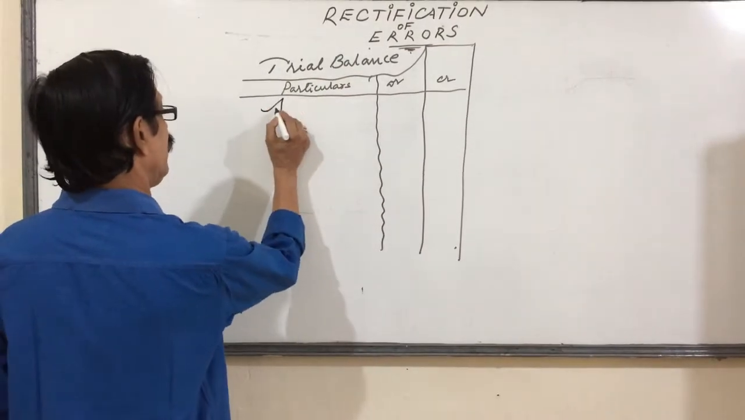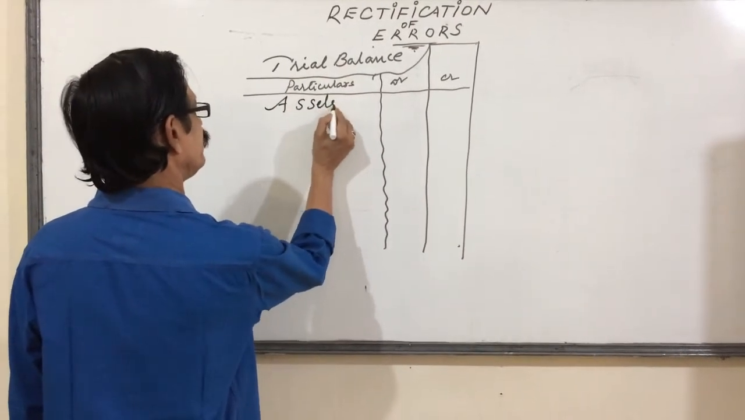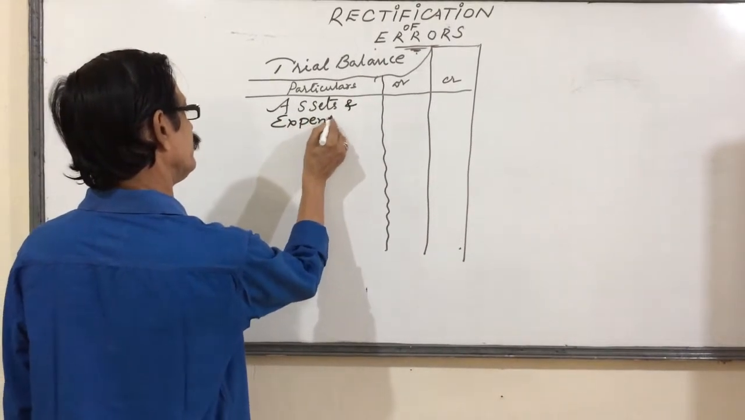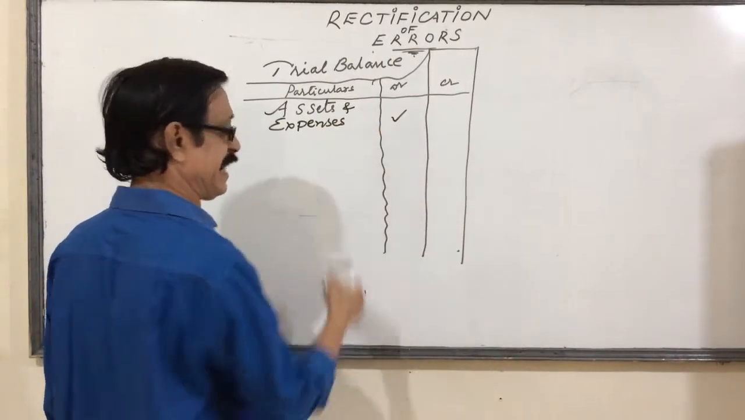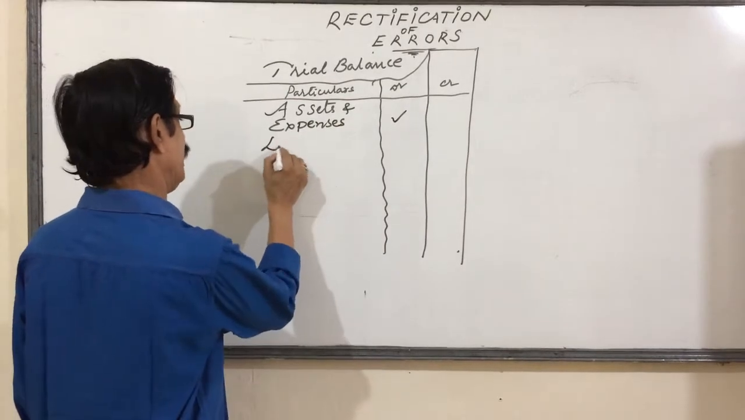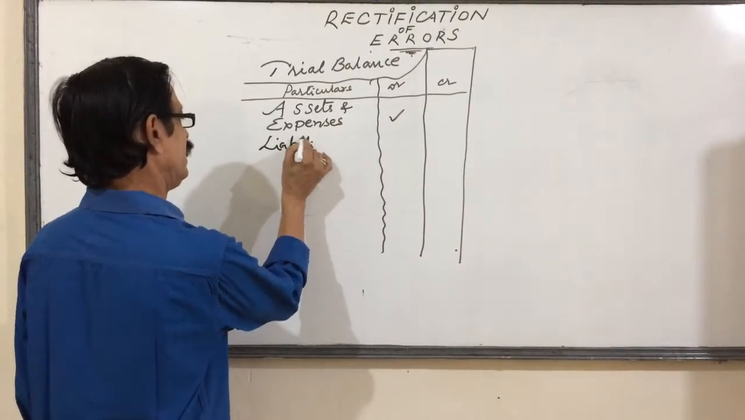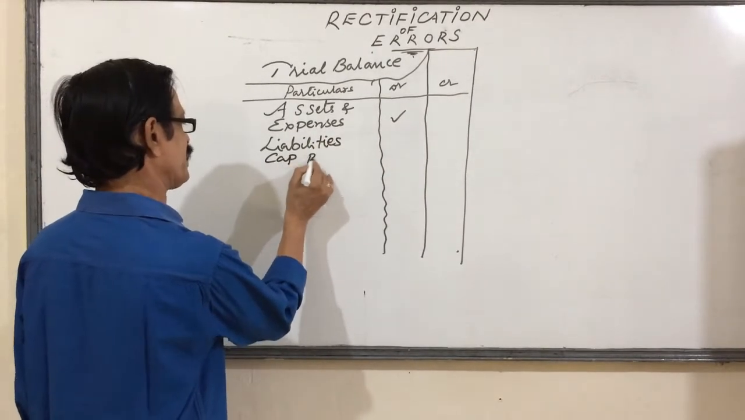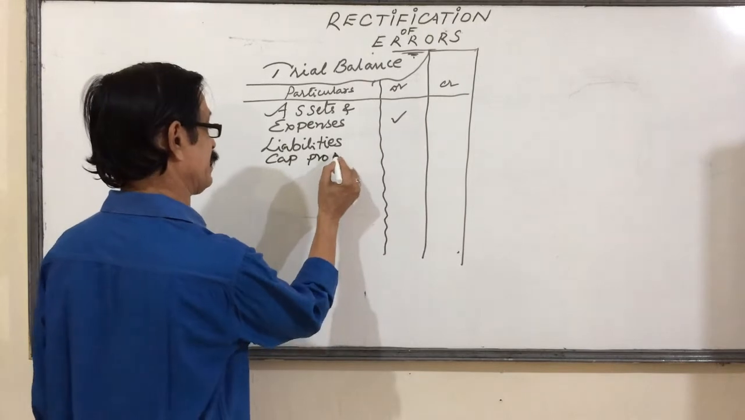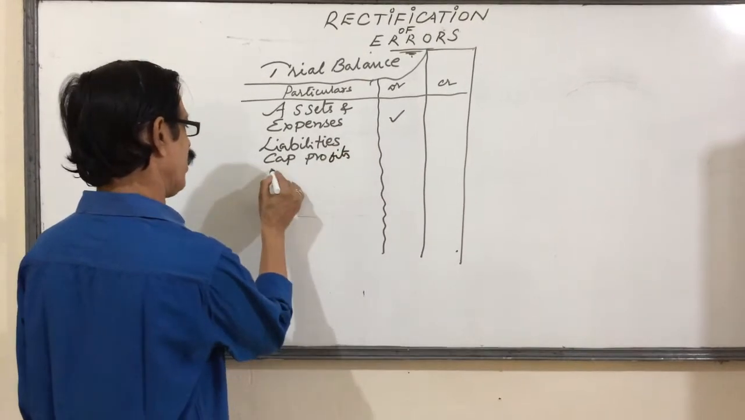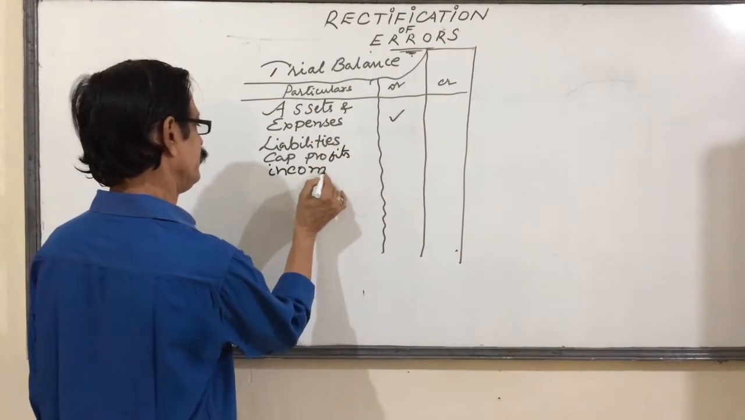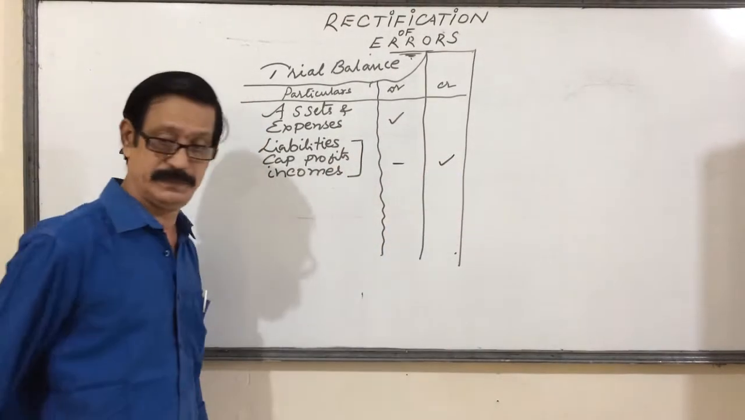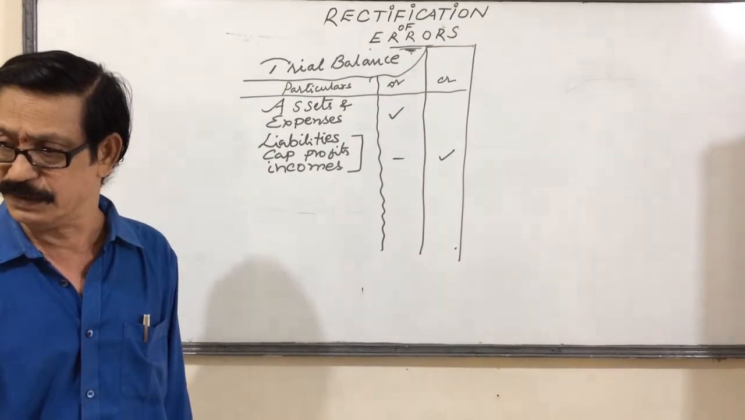So here, all assets and expenses are on the debit side. All the liabilities to outsiders, and capital, profits, reserves which are payable to owners, and all incomes, these are all on the credit side. Well, dear students, following or not?